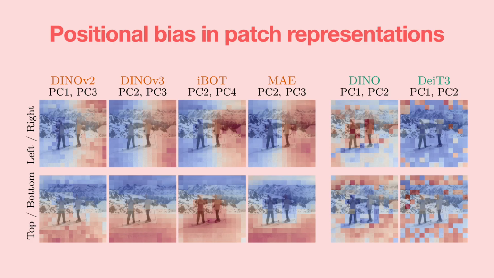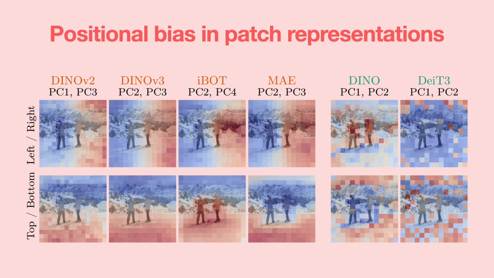This work starts out with a simple observation. Recent vision models exhibit strong positional bias in their patch representations. Principal component analysis of the patch feature space reveals that top, bottom, and left-right position is encoded in high-rank components of many models. Similar observations have been made in previous work as well.